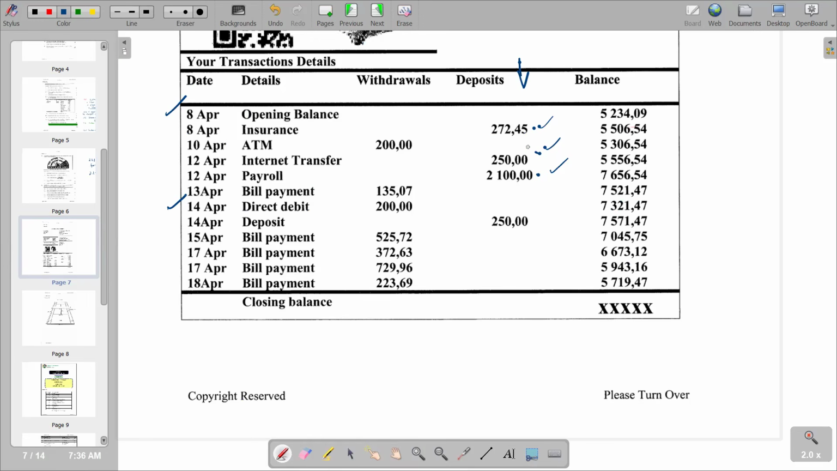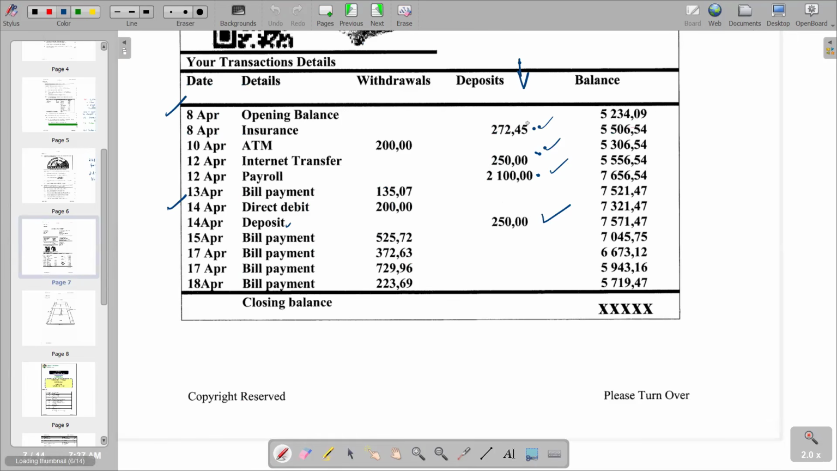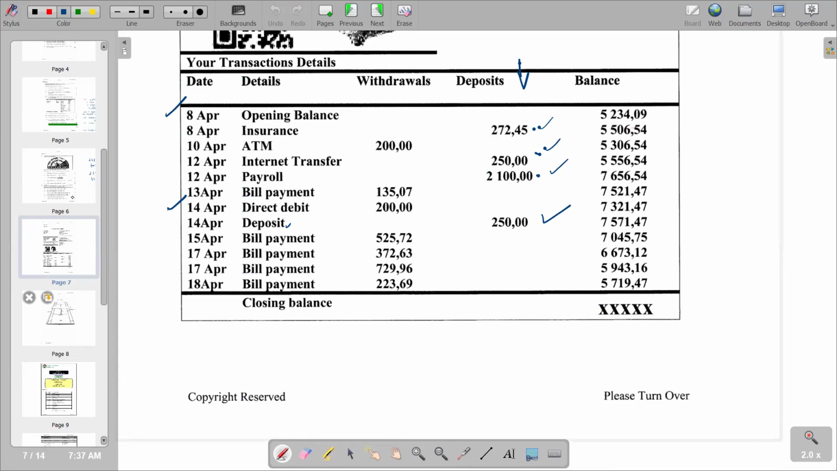As we are saying, we also have 250, which is on the 14. Remember, the 14 is included, so we also add 250. So we add these 4 deposits that we have. So we just summarize that weekly. Total deposits equal the first deposit that we have, which is 272 rands 45 cents, plus the second deposit, 250 rands.